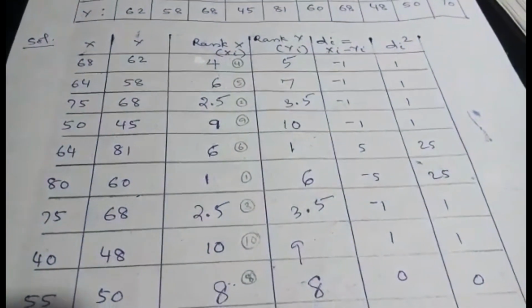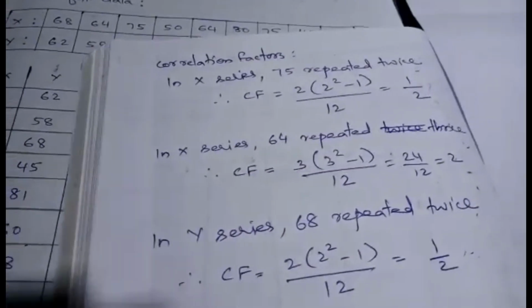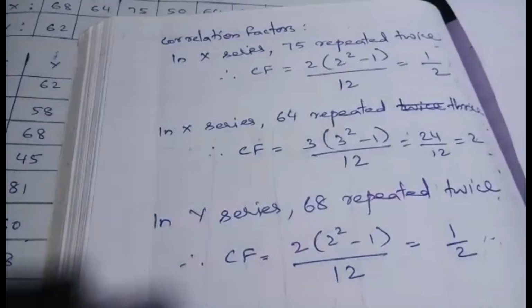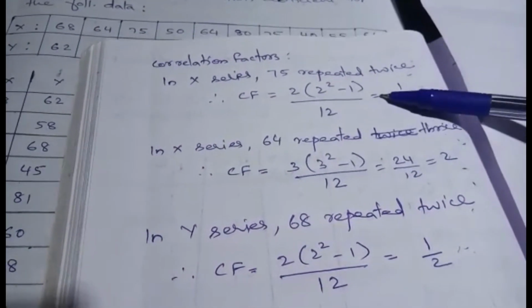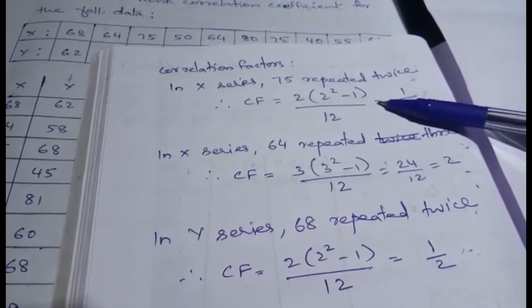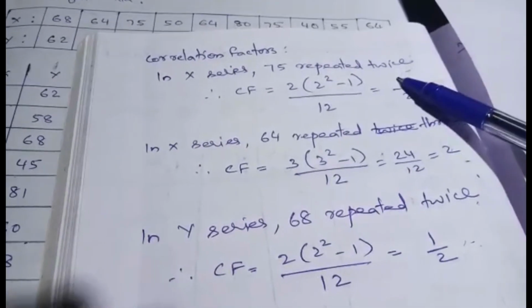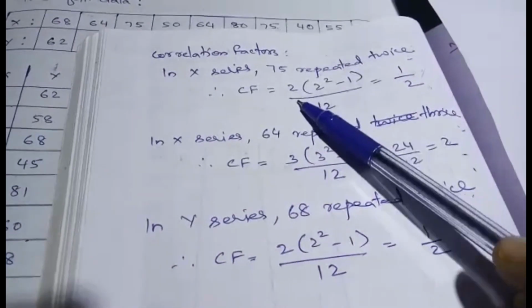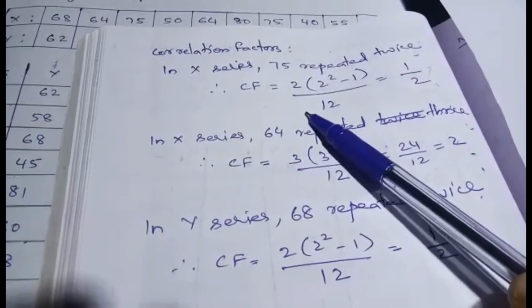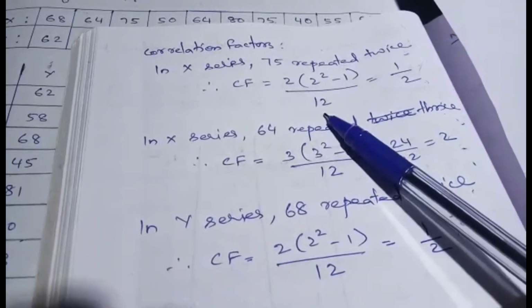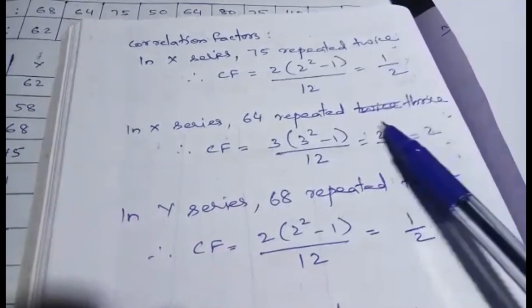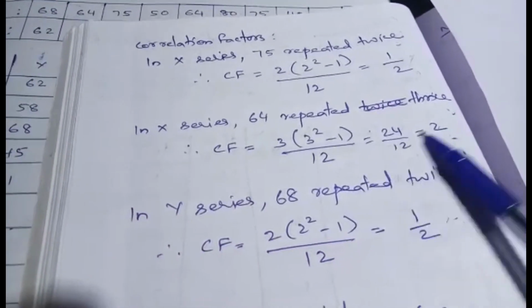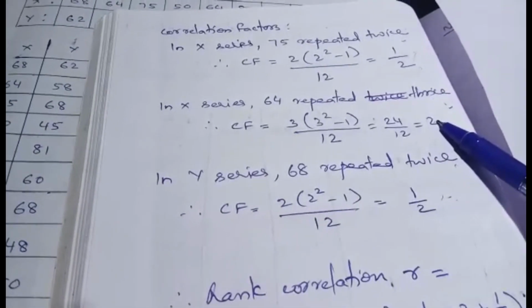Now you have to find the correlation factor. We know that the correlation factor is m into m square minus 1 by 12. So go through the X series and check which values are repeating and how many times. In the X series, 75 is repeated 2 times, so m is equal to 2. The correlation factor is 2 into 2 square minus 1 by 12, and that is 1 by 2. And 64 is repeating 3 times, so 3 into 3 square minus 1 by 12, and that is 2. That is all about the X series.